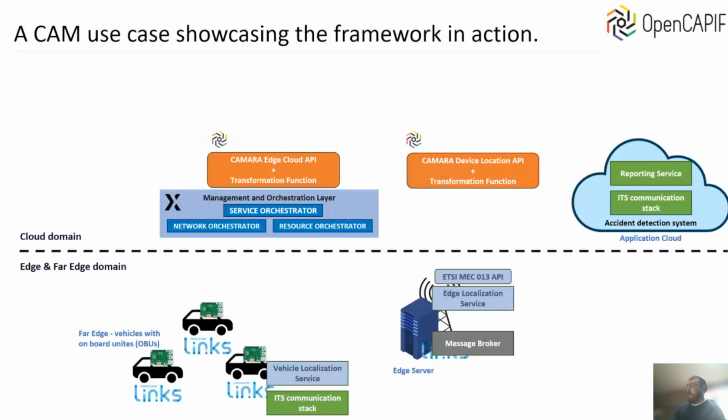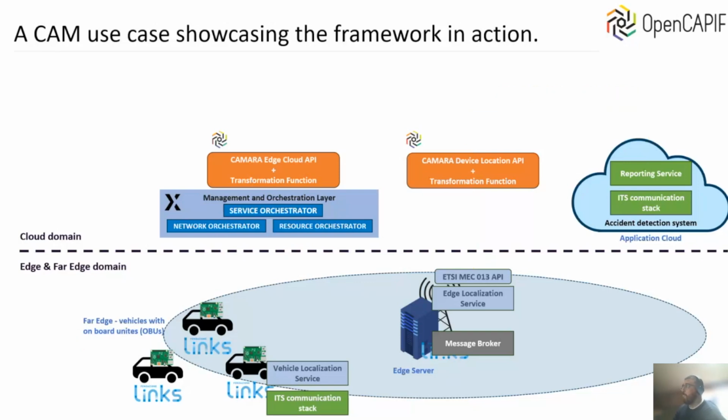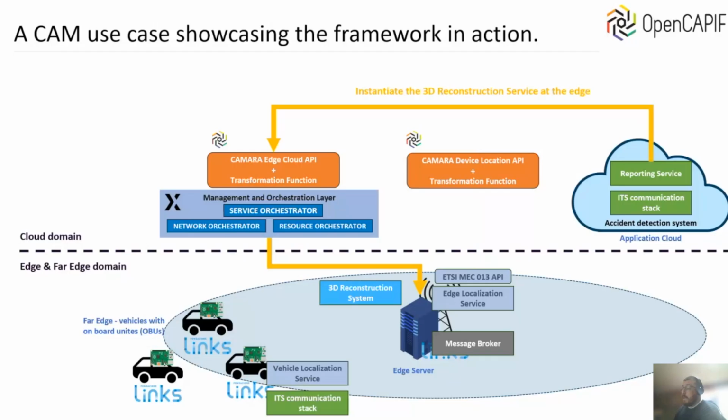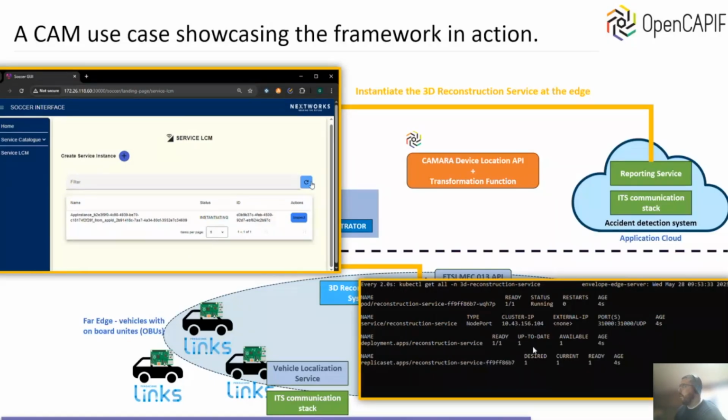Again, the use case that is using this framework: we have this cloud application that is consuming the CAMARA Device Location APIs plus the transformation function that transforms them into the ETSI MEC 013 APIs. And the same cloud application, through the CAMARA Edge Cloud APIs and the management and orchestration layer, is able to instantiate the service in the MEC. And here we can see in action that the service is instantiated in the Edge server.